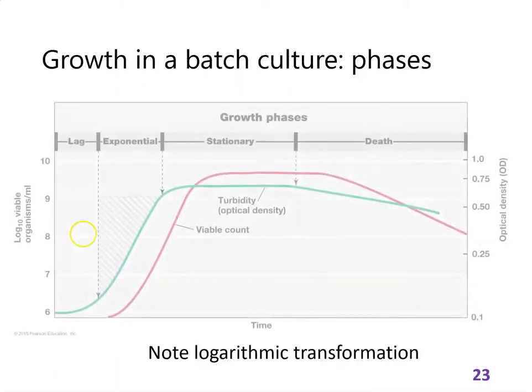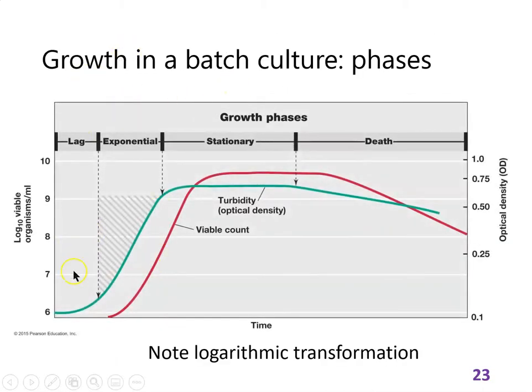So here's our graph of growth in what we call a batch culture. That just means a bottle or a tube that is limited in size. And this is the logarithm of the population size in cells per milliliter, and this is time. And then this is 6, 7, 8, 9. That's 10 to the 6th, essentially, 10 to the 7th, 10 to the 8th, 10 to the 9th. So we have two different graphs in two different colors.